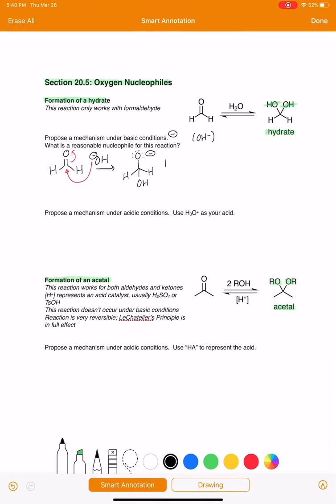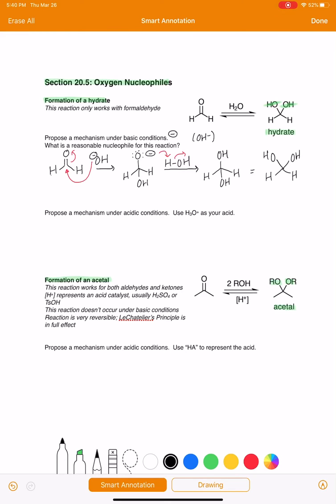This is followed up with water. Water will protonate the O-, and we get the hydrate. Now I've drawn it a little bit different, but it is the same thing as what you have in the example up above. So there's the mechanism for that reaction.